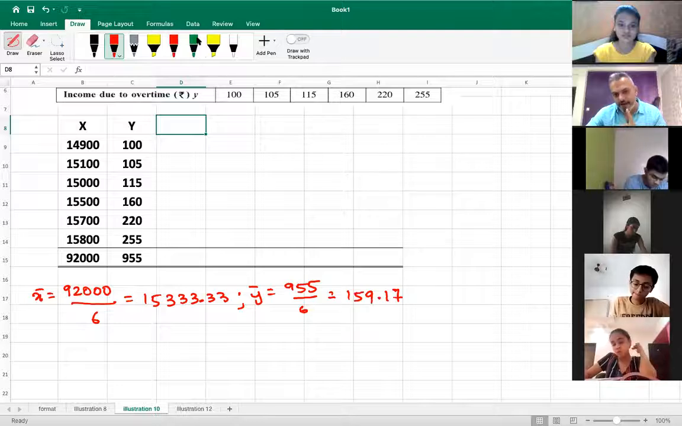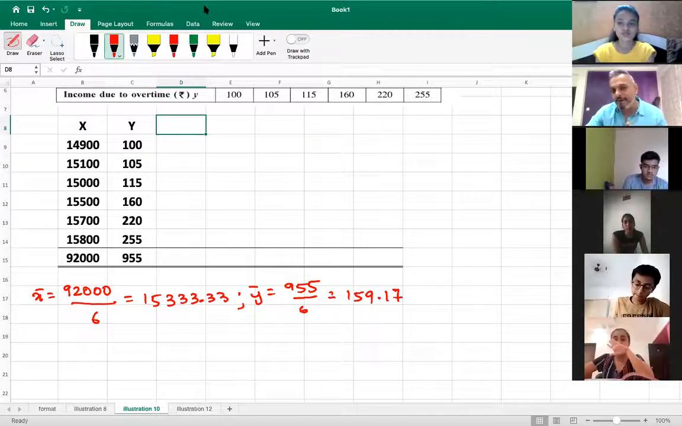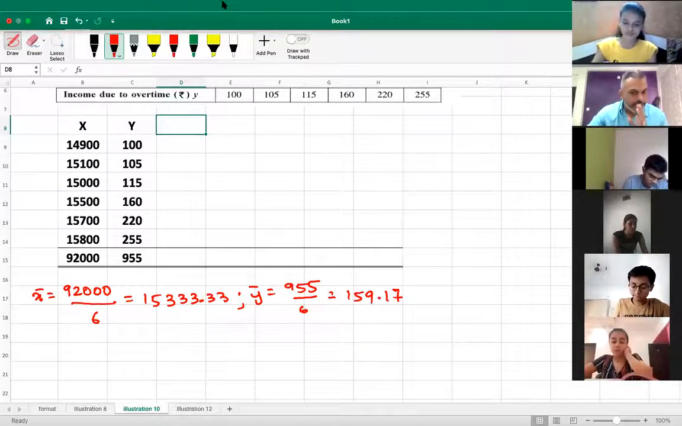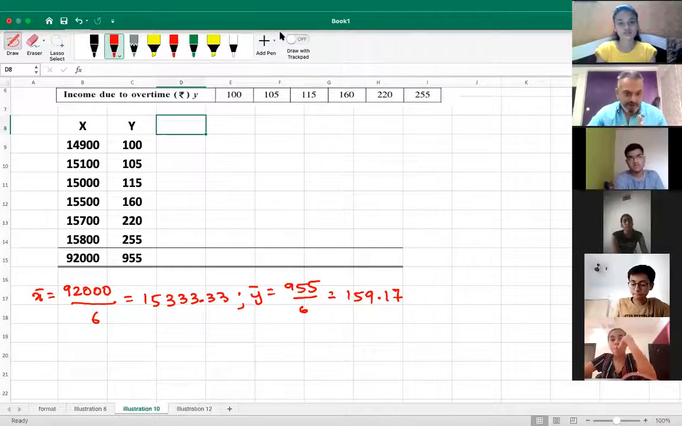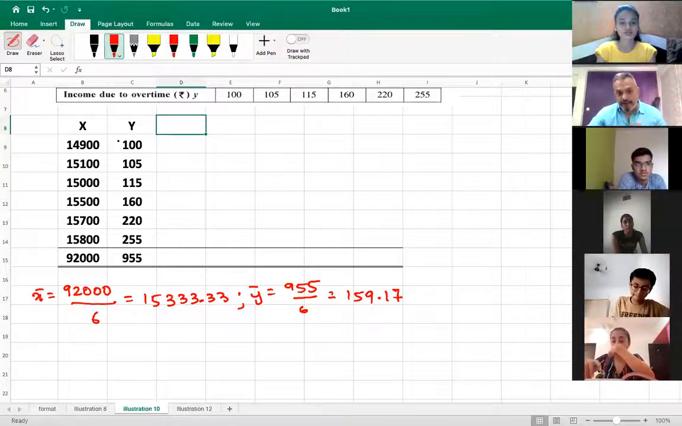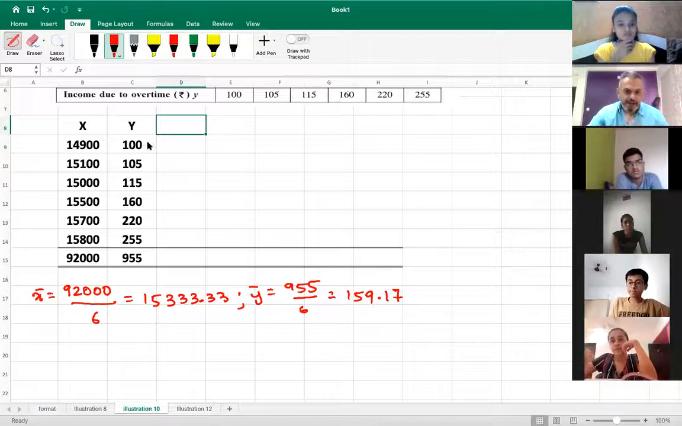Now, as you can see, they are in fractions, so we can't use x minus x bar, y minus y bar. Please pay attention, there are some tricky sums based on such formulas, so please try to understand. Don't solve mechanically, pay attention please. Now here both are in fraction, so we cannot use x minus x bar, y minus y bar. Secondly, because values are big, squaring 14,900 is very difficult, lots of numbers, so difficult to handle in your notebook. So we cannot use x square, y square, xy.